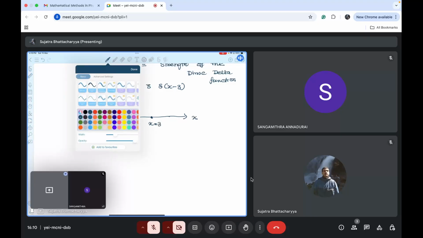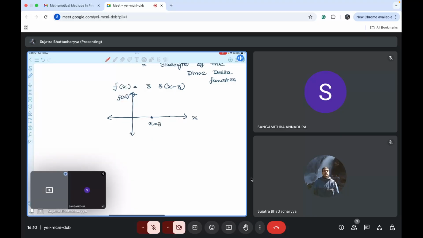So what is happening here? At x is equal to 3, it will spike. So the actual function will be something like this. It is going up, and it is coming back like this. Remember, here the strength of the Dirac delta is not 1. It is 3. Okay, this is the strength.